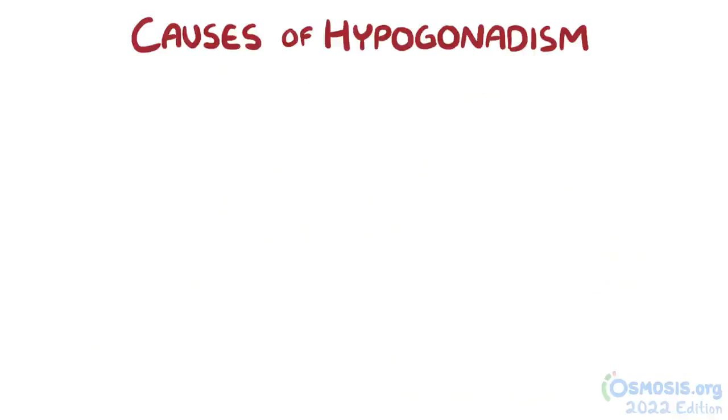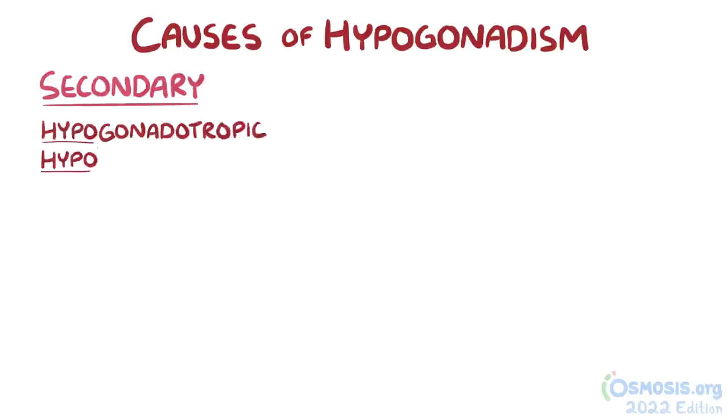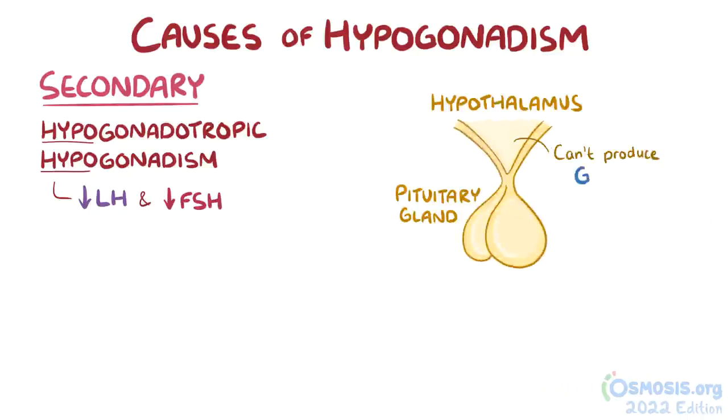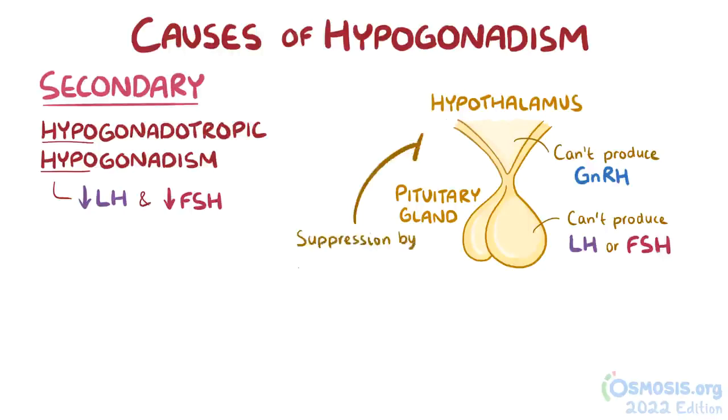The second cause of hypogonadism is secondary hypogonadism, which is also called hypogonadotropic hypogonadism, because there are low levels of luteinizing and follicle-stimulating hormones. Secondary hypogonadism can be due to hypothalamus or pituitary gland dysfunction, either from an inability to produce gonadotropin-releasing hormone, or luteinizing and follicle-stimulating hormones, or suppression from other hormones like prolactin or thyroid hormone.